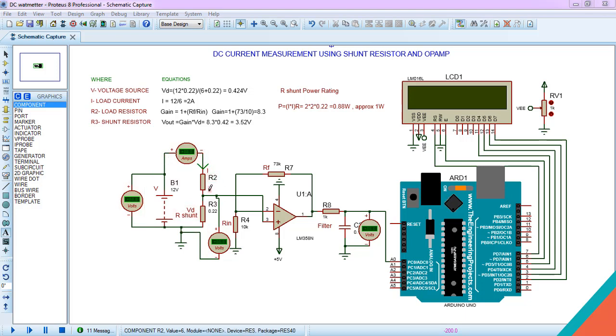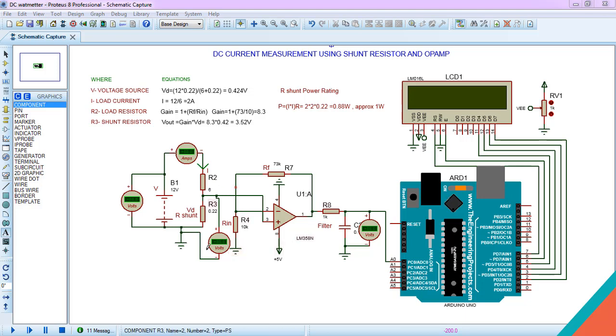R2 is the load resistor, and R3 is the R-shunt. R-shunt is a resistor that is usually used for measuring the current through the load. Its value has to be kept very, very small so as to reduce the power rating of that resistor and also the voltage drop across it. So the value of R-shunt has to be small.